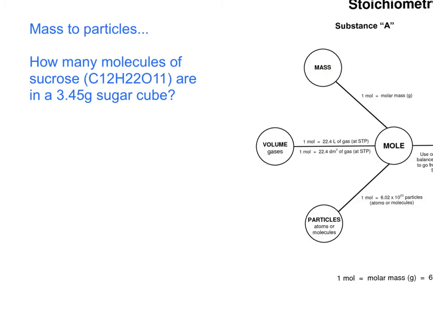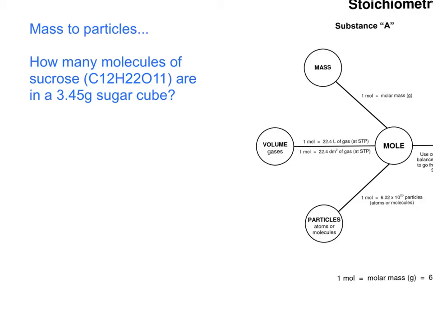Let's look at this problem on the left. How many molecules of sucrose, and I give you the molecular formula there, C12H22O11. That's the formula for table sugar, sucrose. How many molecules would be in 3.45 grams of sugar cube?